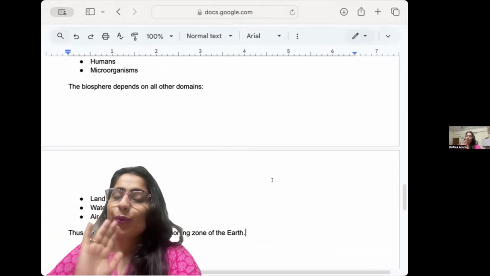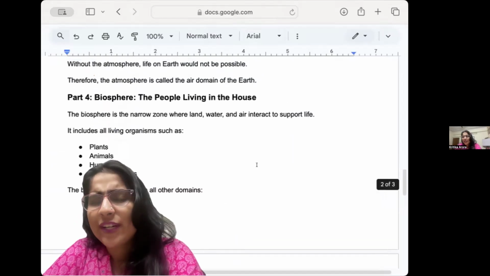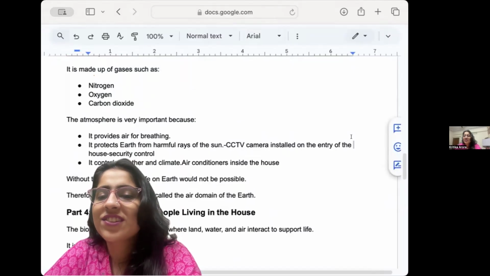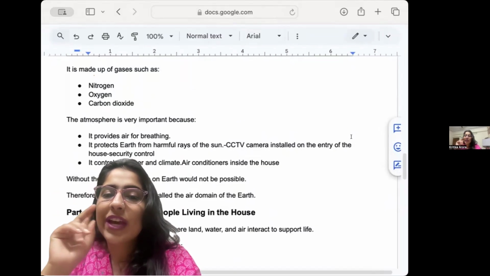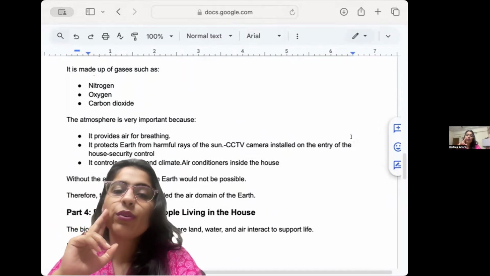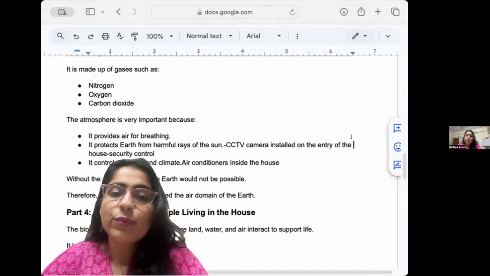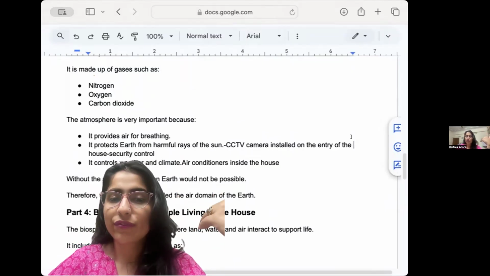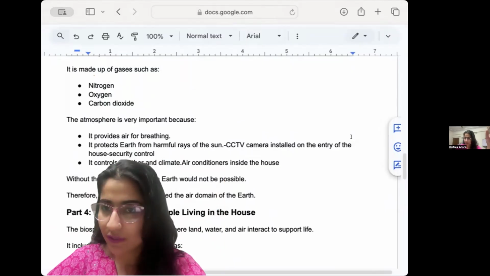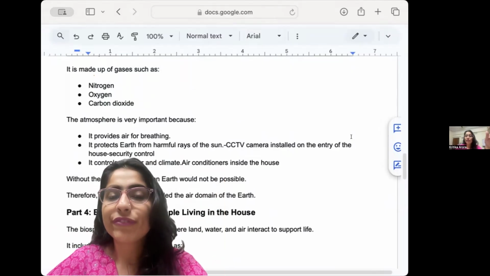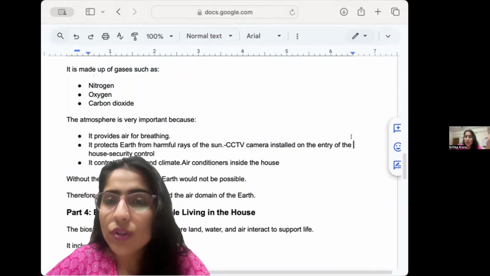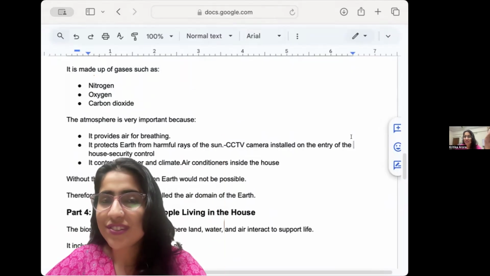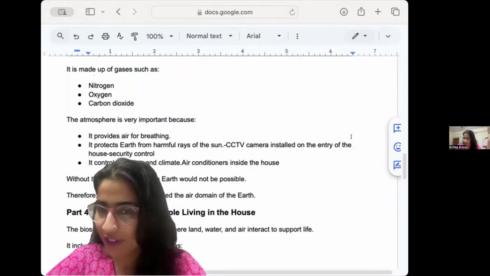Now I would like to tell you, before I close this video, about the layers which we are considering as the CCTV camera and the air conditioners. The layer of the atmosphere which helps protect from the harmful rays of the sun is the stratosphere, and the layer of the atmosphere which controls weather and climate, which we are considering as the air conditioners inside the house, is the troposphere.